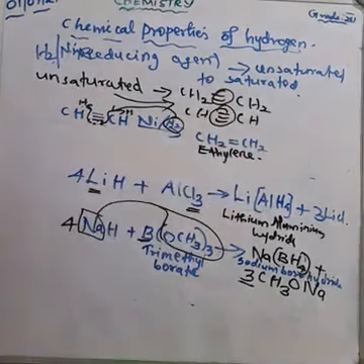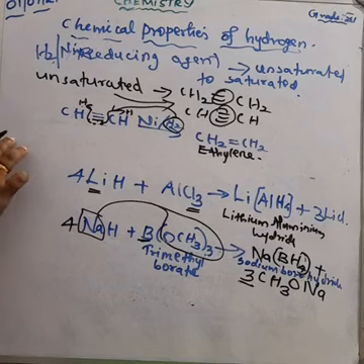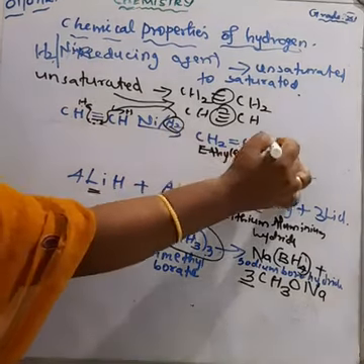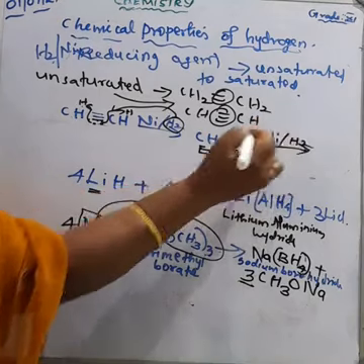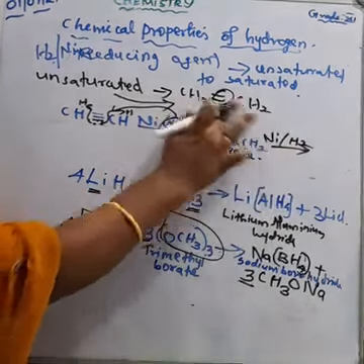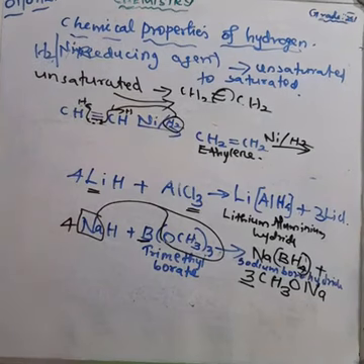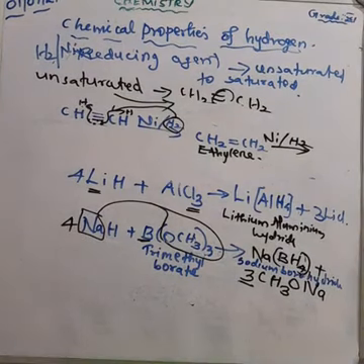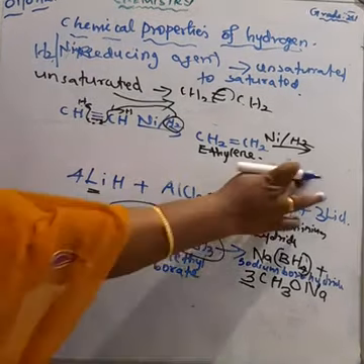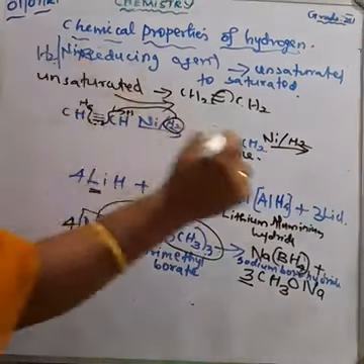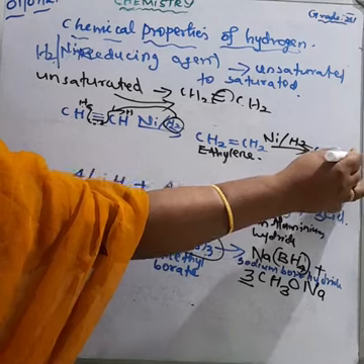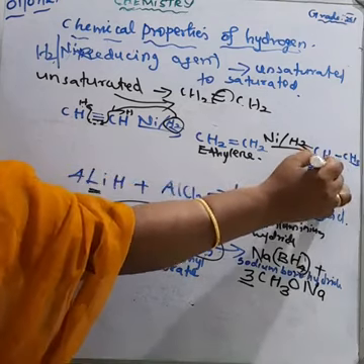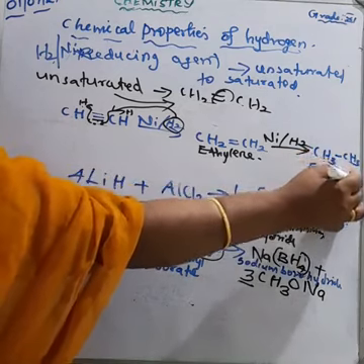Understood? So here, further they are reduced with nickel and hydrogen to form ethane. What is the formula for ethane? C2H6, ethane. Not ethyl, ethane.